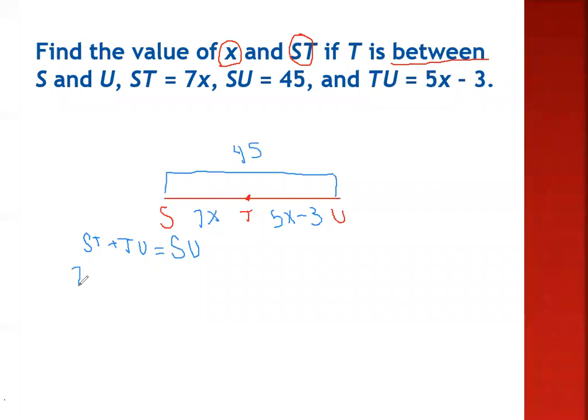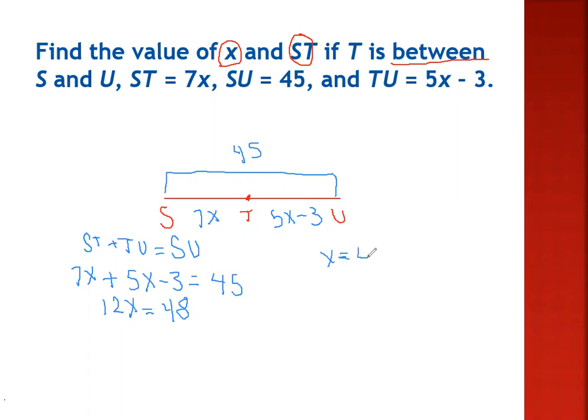Then we will start to replace. It will be 7x plus 5x minus 3 equals 45. Then 7x plus 5x, how many will it be? 12x. And we will add the additive inverse to both sides, so it will be 48, which means the value of x will be equal to 4.